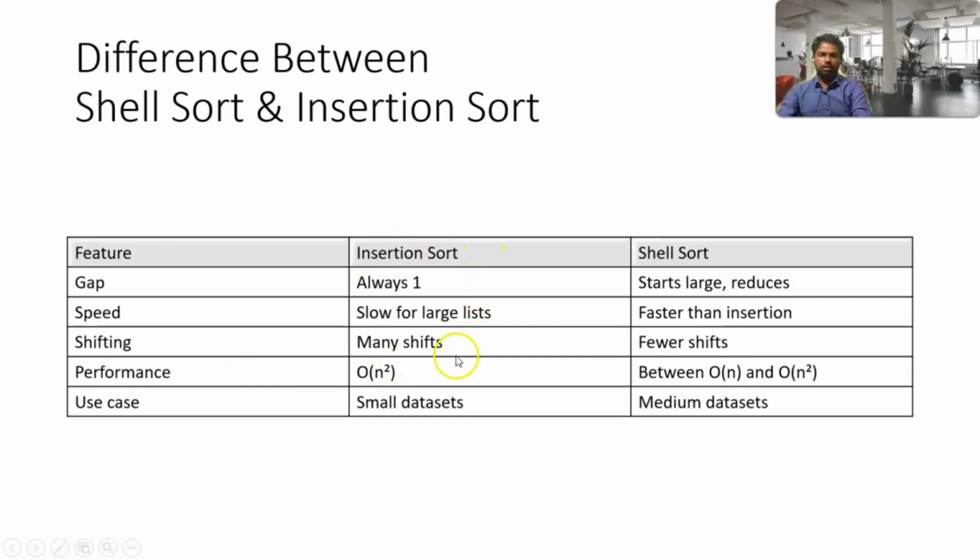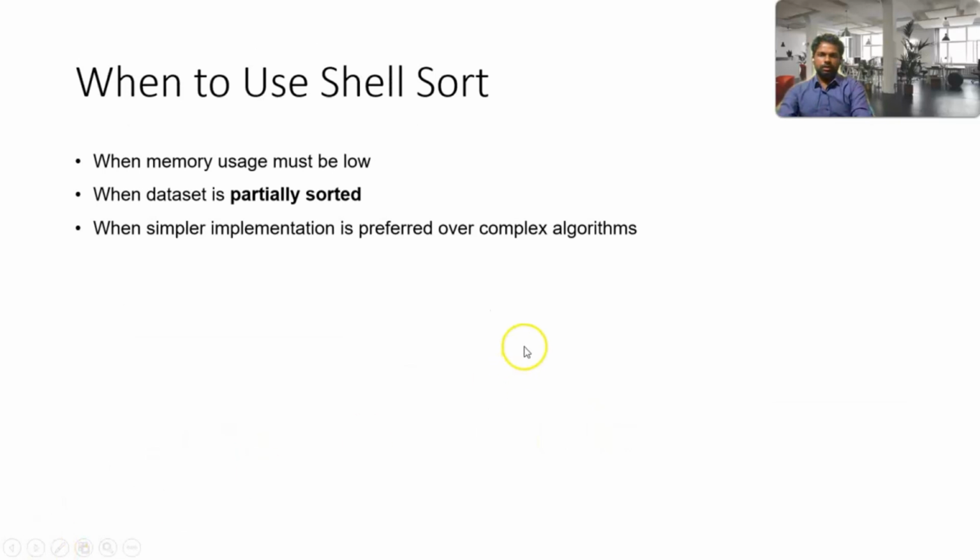Performance. Insertion sort has an efficiency of big O n squared, and shell sort has an efficiency between big O n and big O n squared. Use cases. Insertion sort is used for small datasets. Shell sort is used for medium datasets. When to use shell sort? When memory usage must be low, when the dataset is partially sorted, or when a simpler implementation is preferred over complex algorithms.